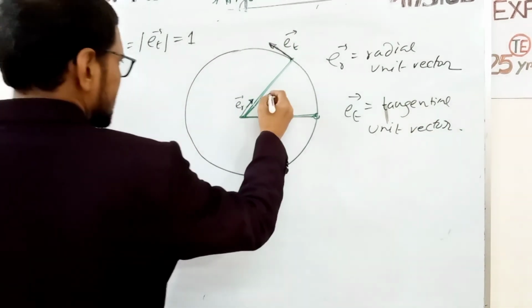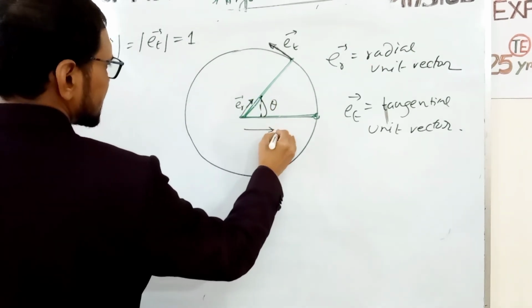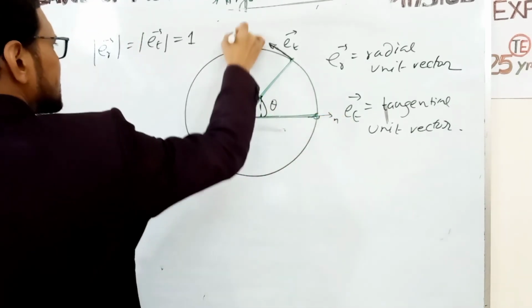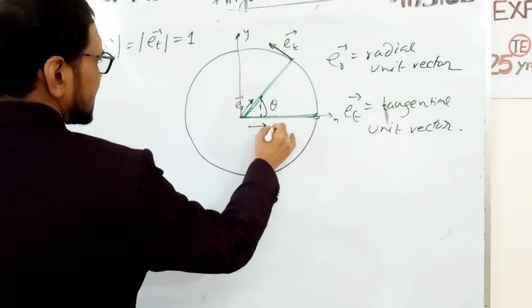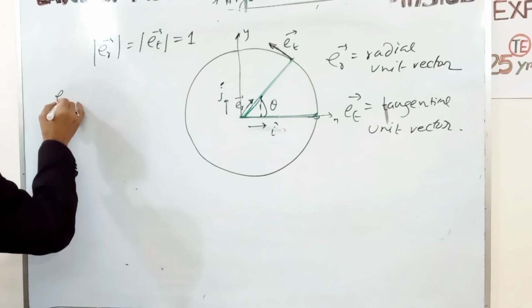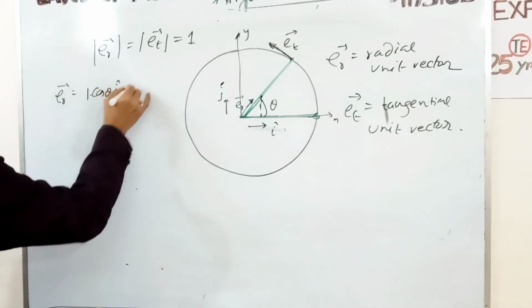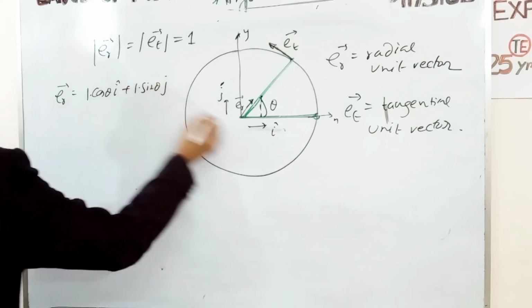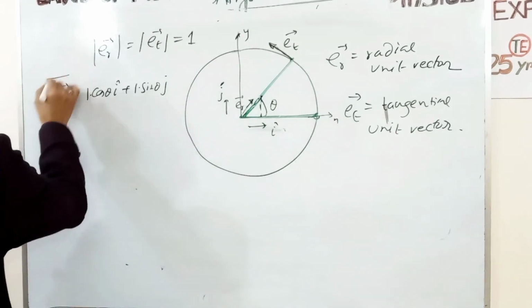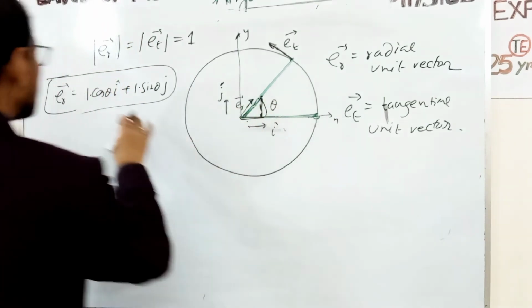Now just simply, this is the magnitude 1. If this is the x-axis and this is the y-axis, the unit vector along this is i and this is j, we know that. So er will be 1 cos theta i plus 1 sin theta j, because this is a unit vector with magnitude 1. So this is 1 cos theta and this is 1 sin theta. So the unit vector is this.